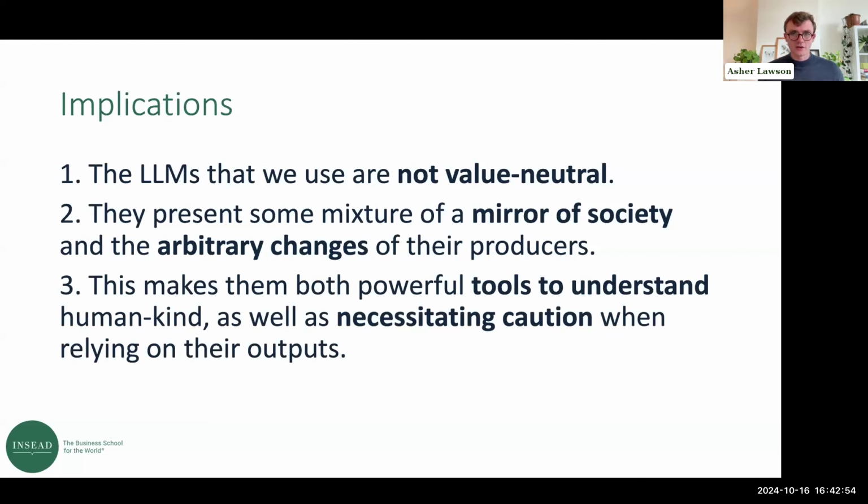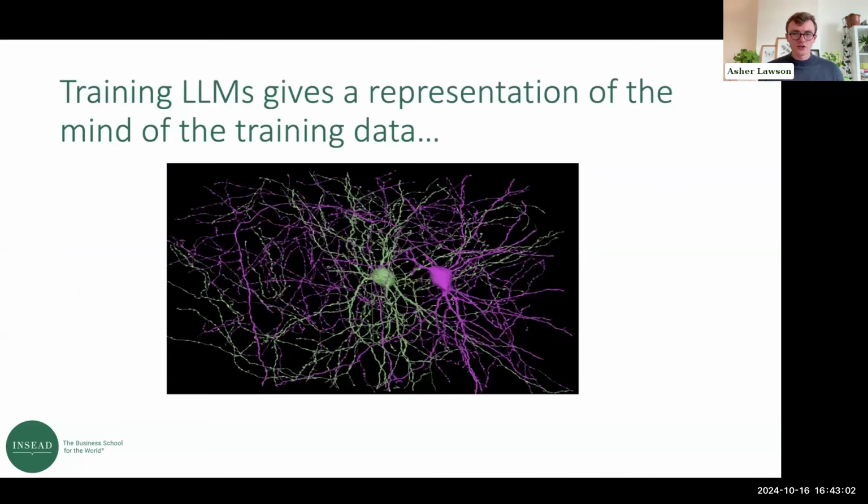What data was this trained on? Do I want to recreate those patterns? As well as what changes were made by who and why? In my research, I do a lot of training LLMs myself.